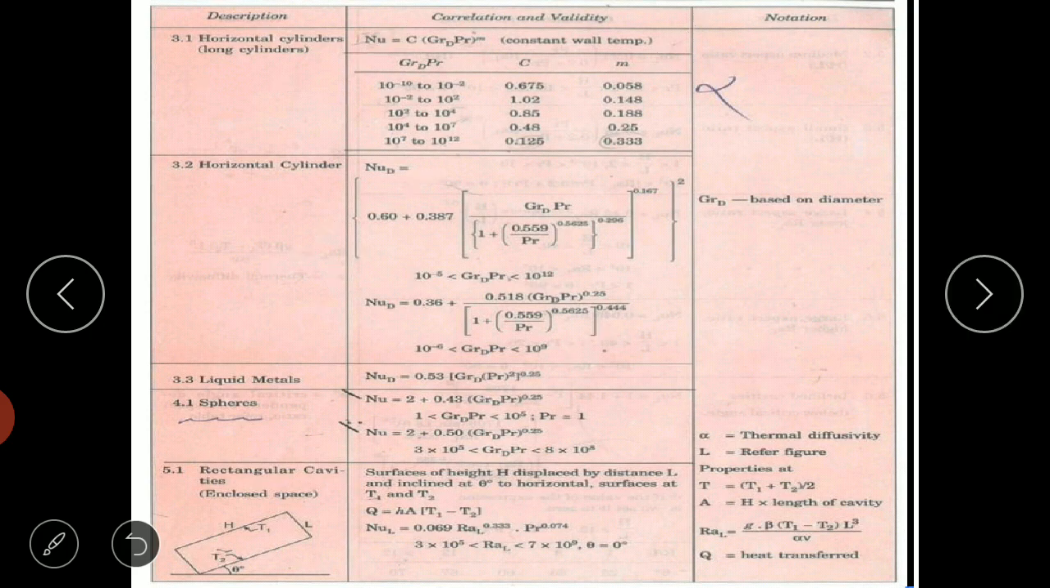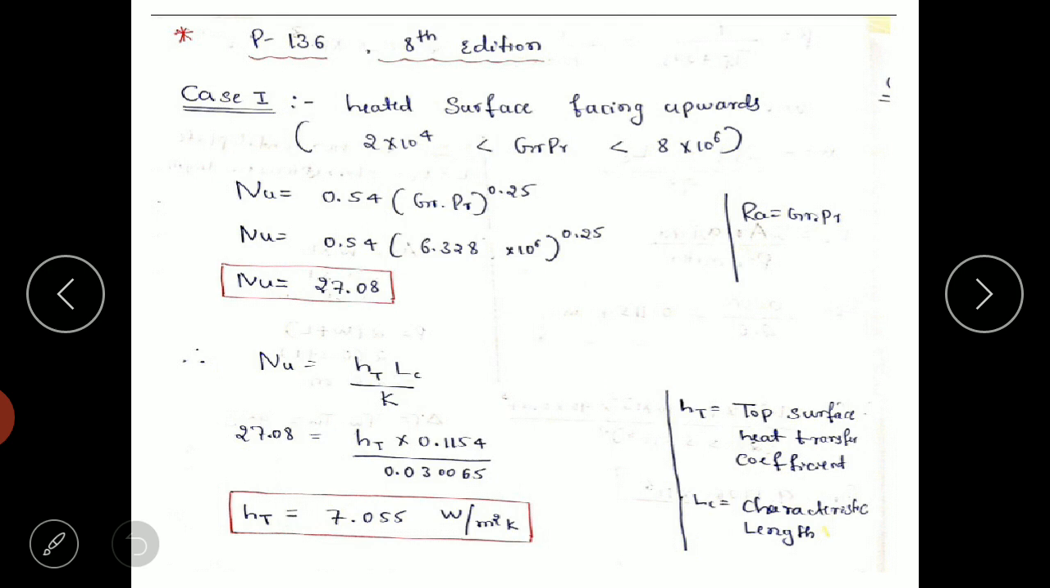Okay, so continuing with the problem of the horizontal plate. Referring to page number 36, we have case 1, heated surface facing upwards. Now this problem is divided into two cases because it is not clearly given which surface is heated. So in case 1 we will take bottom surface heated, in case 2 we will take upper surface heated. So likewise we will solve the problem. Okay, so we will take the first case, that is heated surface facing upwards or upper surface heated.